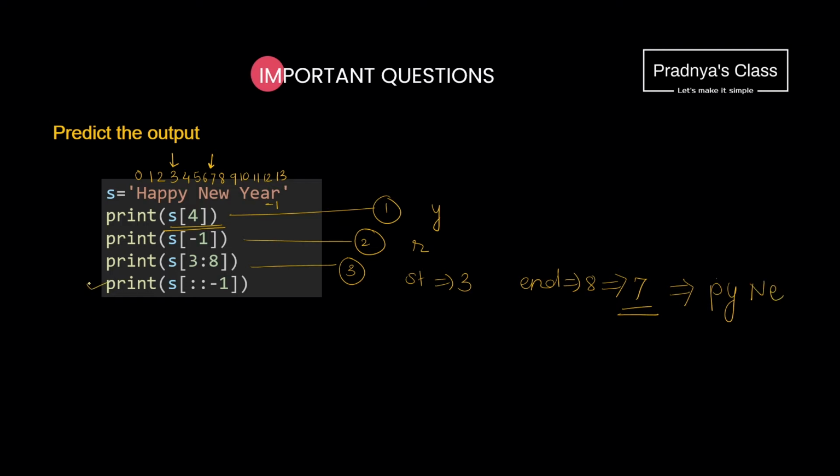Now let's move ahead to the fourth one. The starting is not mentioned, even ending is also not mentioned. It means we need to consider the whole string. Look at the step. It is a negative step. Negative step means we need to access the string in backward direction. I know you guessed the output. It is just the reverse of the string.